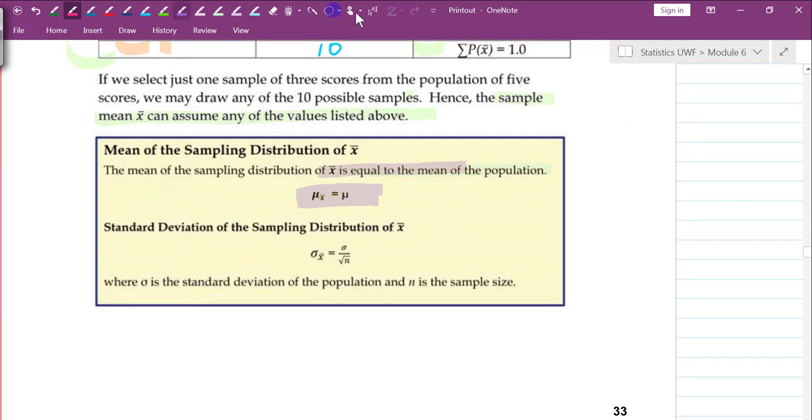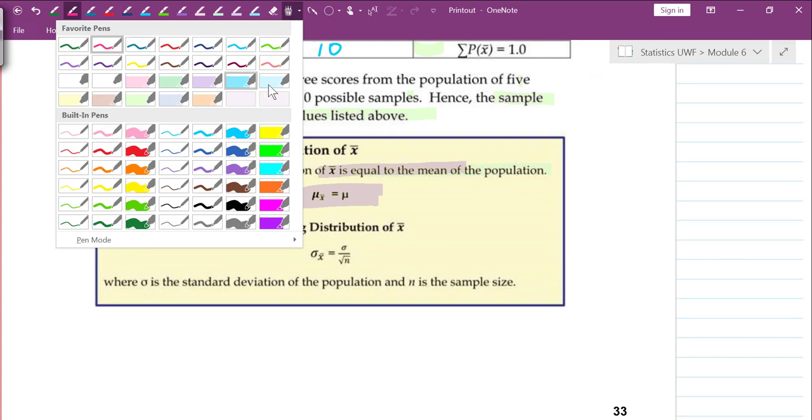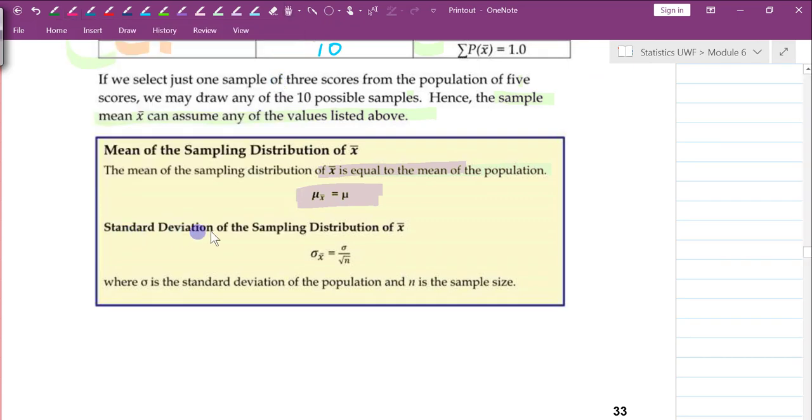Okay, the standard deviation of X bar is equal to the standard deviation of the raw data divided by the square root of the sample size. So it would be whatever sigma is for the raw data divided by the square root of the sample size. The sample size in this case, what we've been talking about, is 3. So it'd be divided by the square root of 3. Okay, where sigma is the standard deviation of the population and n is the sample size.